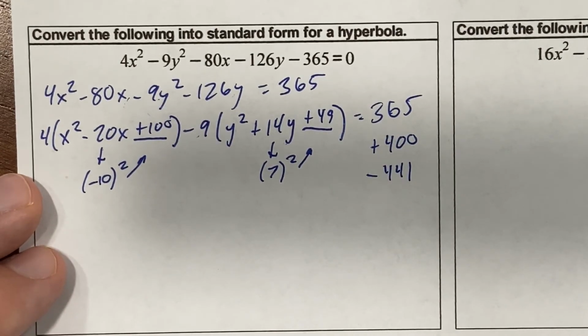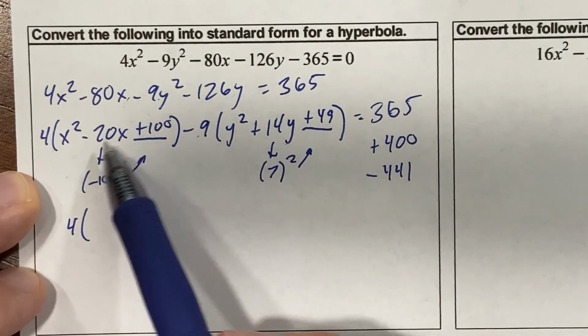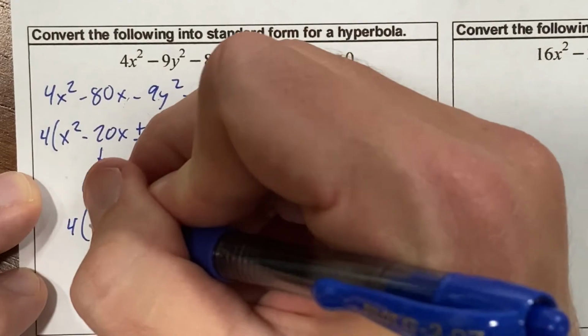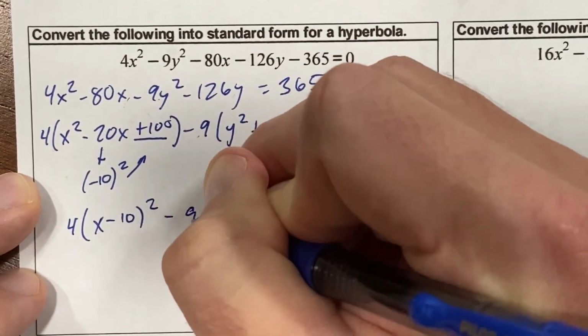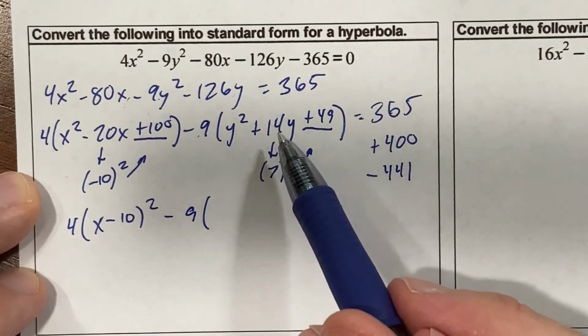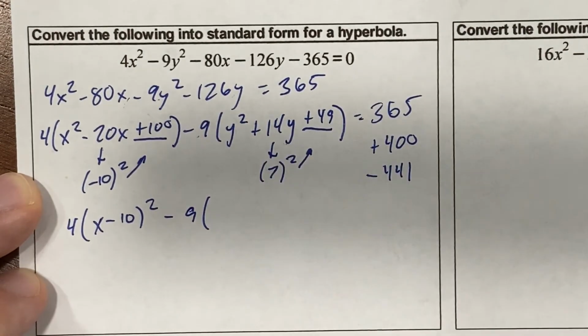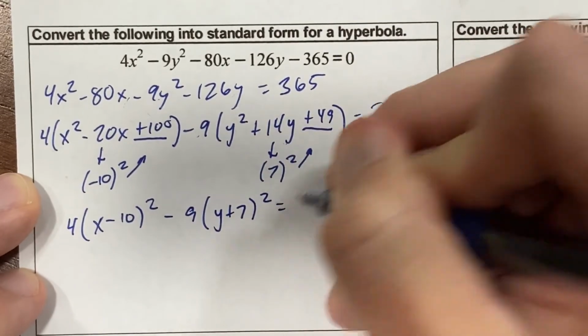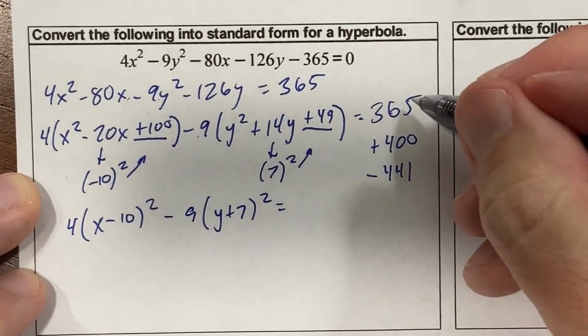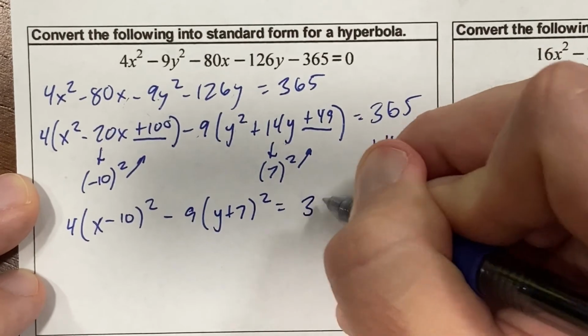Okay. So over here, I've got 4. Two numbers that add together to give me negative 20 and multiply together to give me 100. Negative 10, minus 9. Two numbers that add together to give me 14, multiply together to give me 49. 7 squared equals 324.